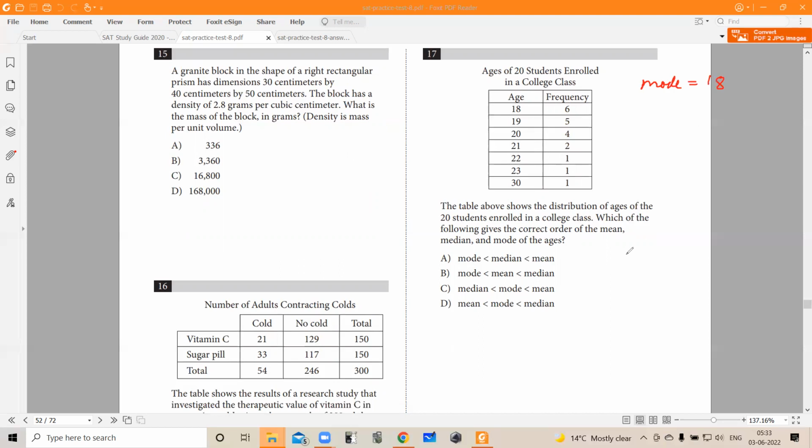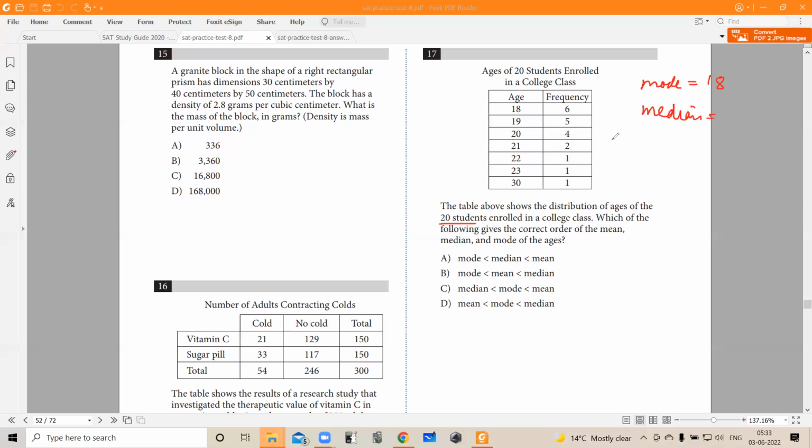How many students are total? 6 plus 5, 11 plus 4, 15. I'm just going to do this on my calculator. 11 plus 4 plus 2 plus 3. It's 20. Yeah, that's already given, 20 students. Oh, so we have to check the middle one. So that means it'll be the 10th student. 10th and 11th, right? Because 20 is an even number, so we have to take both. They're both 19, so the median is 19.